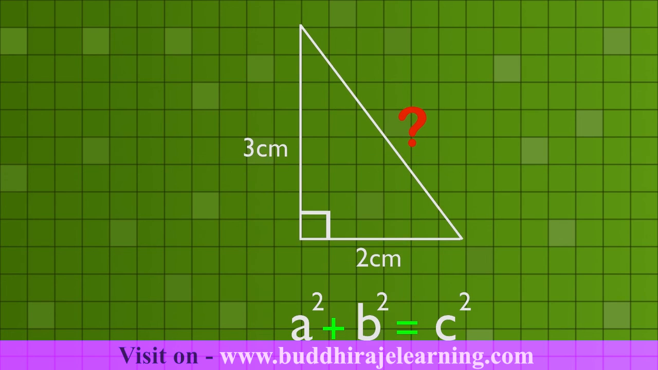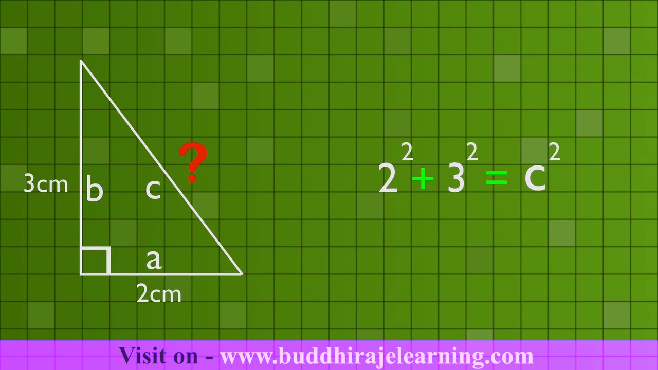We substitute the known values for the length in the equation a square plus b square is equal to c square. We can take any side adjacent to the right angle as A or B. Let us denote the side with the length 2 cm as A and the other side with length 3 cm as B. Now we substitute A with 2 and B with 3 in the equation. We arrange the equation so that the unknown value is on one side of the equation. Here C is on one side of the equation. We get 2 square plus 3 square is equal to c square.